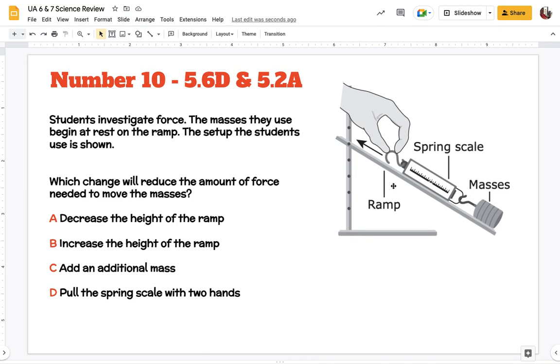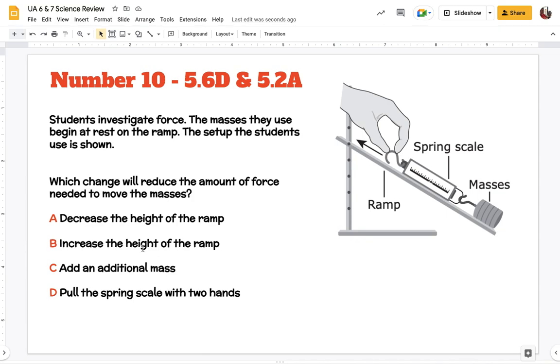Number 10. Students investigate force. The masses they use at the beginning at rest on the ramp. The setup the students use is shown to the right. So if you look over here, we have the masses here. You have your spring scale you're using, and then the student is pulling up the ramp to measure how many newtons or how much force is needed to pull that mass up. So they want to know which change will reduce the amount of force needed to move the masses.